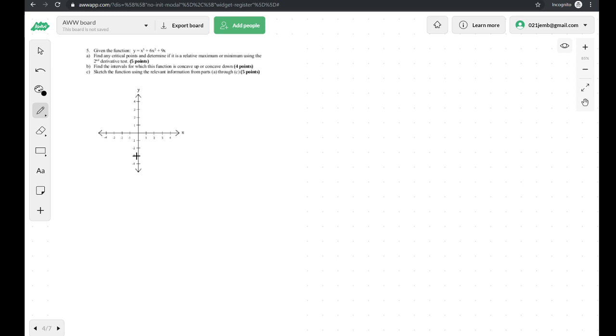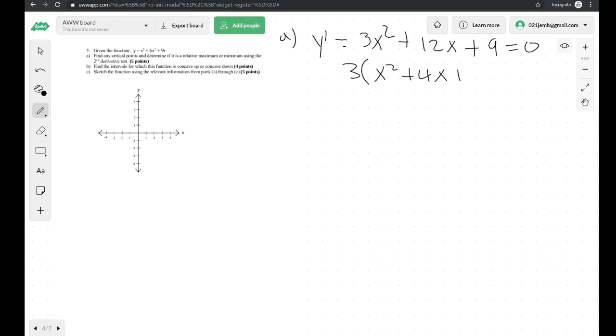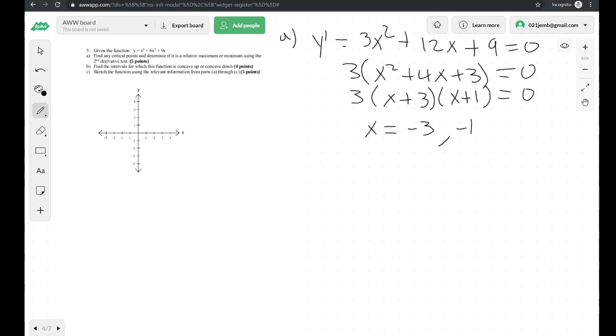All right, so let's see. Well, first things first, take the derivative. So for part A, we're going to take the derivative. So y prime is just 3x squared plus 12x plus 9. To find the critical points, we set the derivative equal to 0. We factor out a 3. We get x squared plus 4x plus 3 equals 0. We can factor that quadratic, and that's going to be x plus 3 times x plus 1. So our critical points are at x equals -3 and -1.